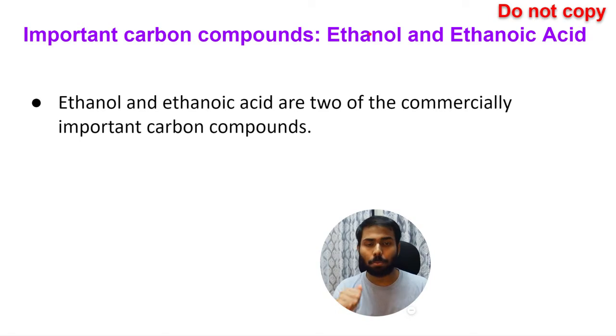In the next learning session, and probably our last learning session, we're going to look at ethanoic acid and learn its properties. Ethanol and ethanoic acid are two of the commercially important carbon compounds. Commercially important, what is the meaning of commercially? It means to make profits. Many companies use these two carbon compounds to make profits by selling their products.